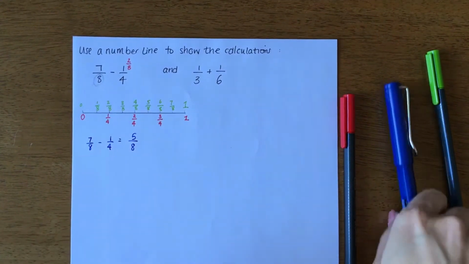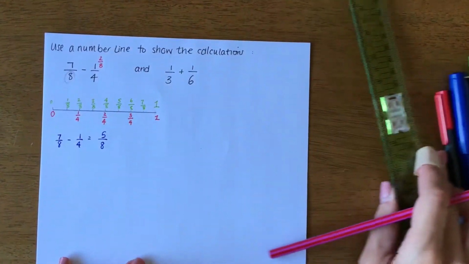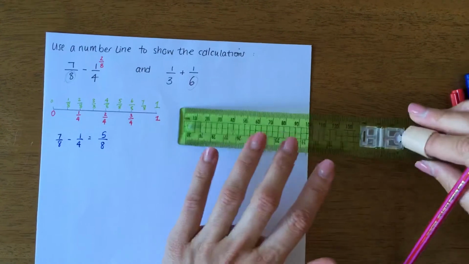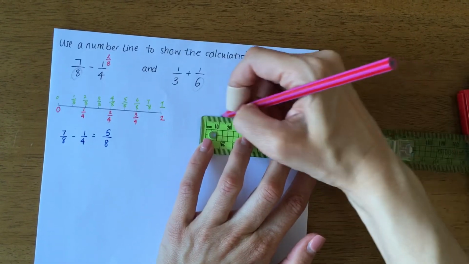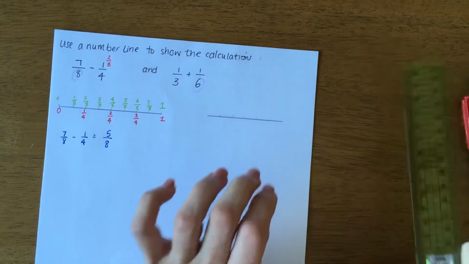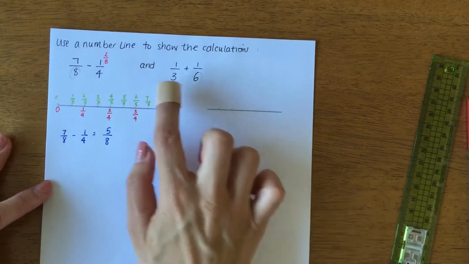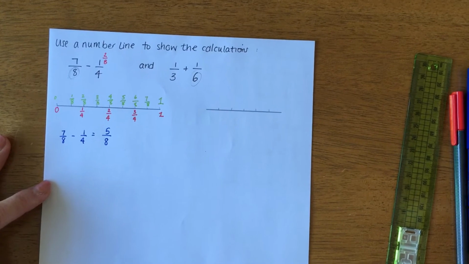Okay, so let's do it for the add-in question. We're going to do this in a very similar way. So I look for the biggest denominator, which is 6. So I'm going to split my line into 6. So that's split into 6. You'll always find that the pair of numbers you've got will go into each other, for now. And then they'll get more tricky.